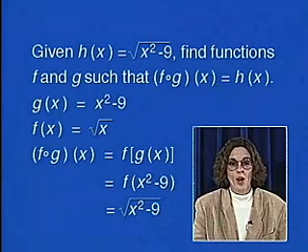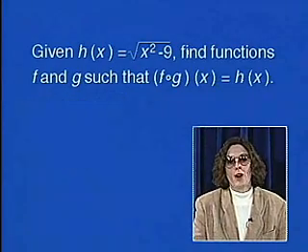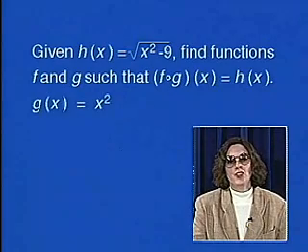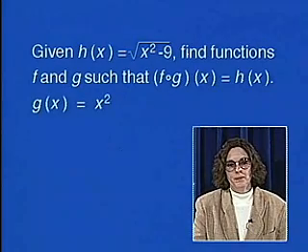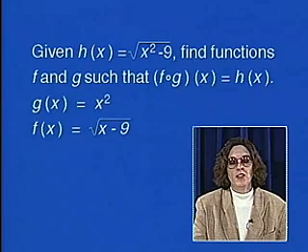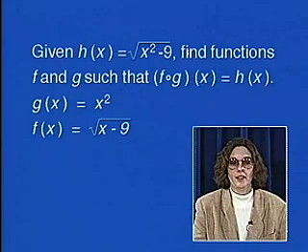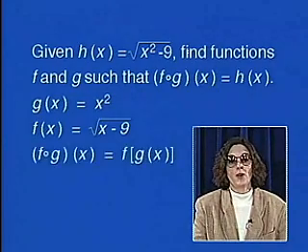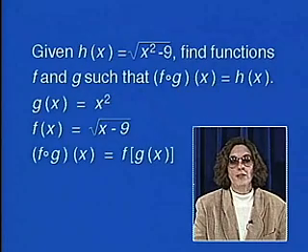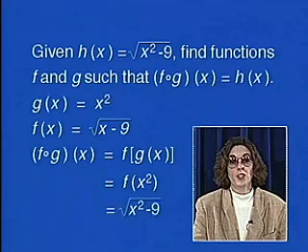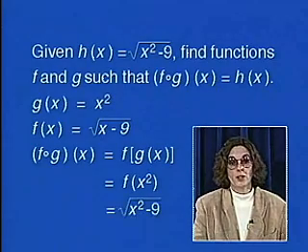Is this the only answer? Well, it turns out no. I could have done the problem where I let g of x equal x squared. f of x then would be the square root of x minus 9. Let's check. So f circle g of x is equal to f of g of x, which is equal to f of x squared, which is the square root of x squared minus 9. So both answers are correct.